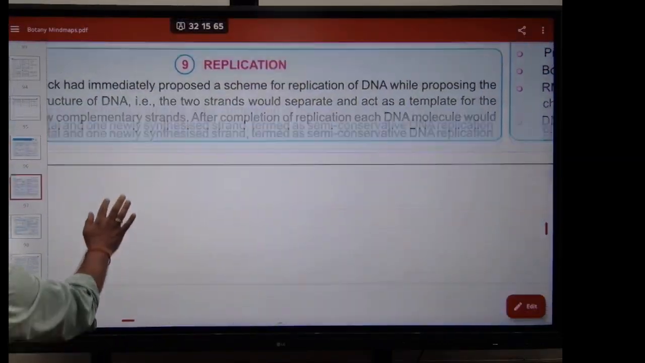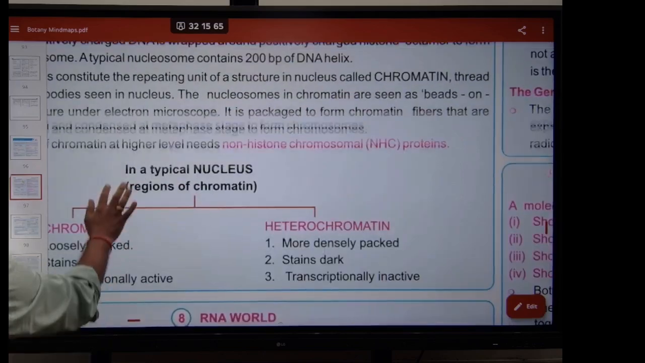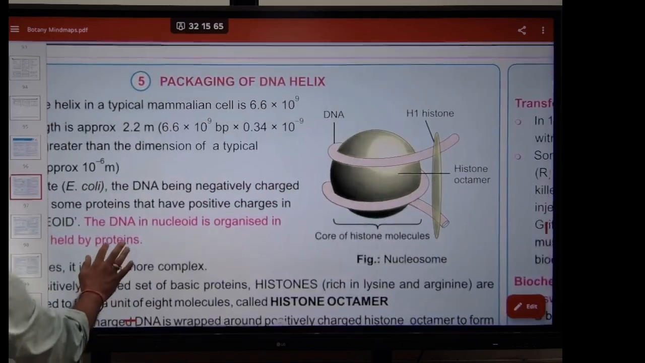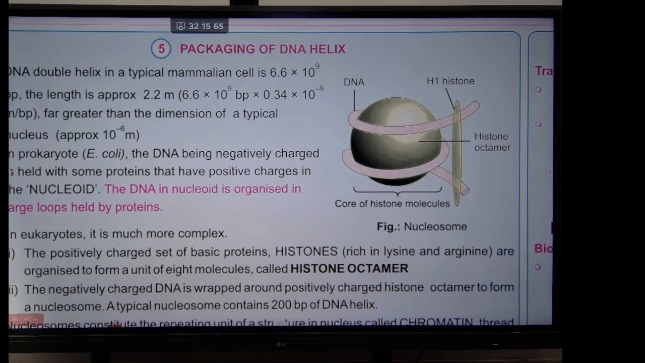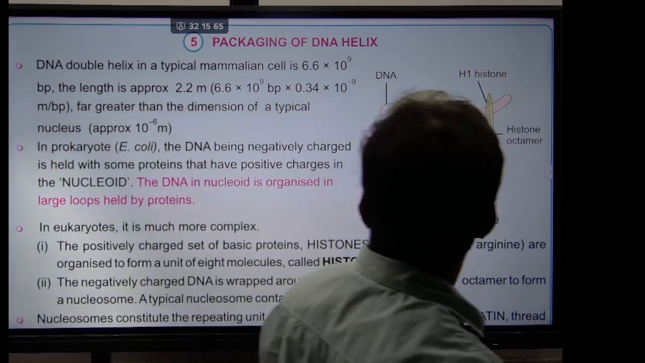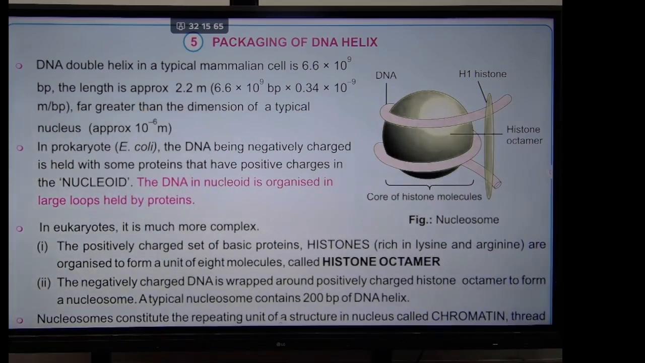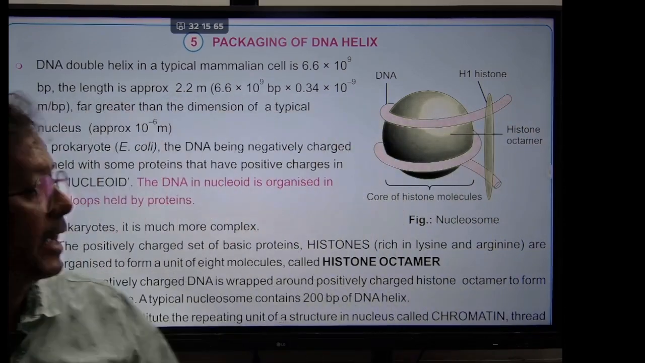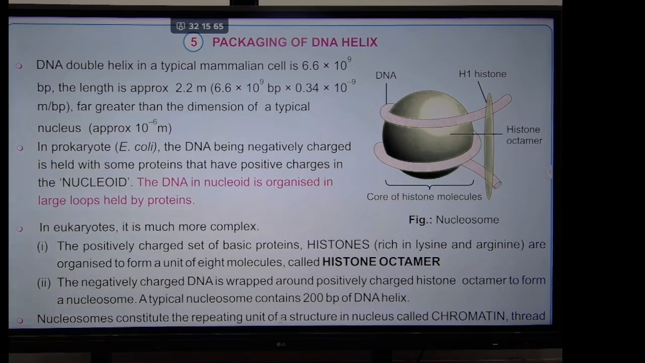So this is how the DNA is packed in the organisms. For example, in a typical mammalian cell, let's say in humans, the DNA double helix has a length of 6.6 x 10^9 base pairs. This is a long molecule, and the length is approximately 2.2 meters, which is far greater than the dimension of a typical nucleus.